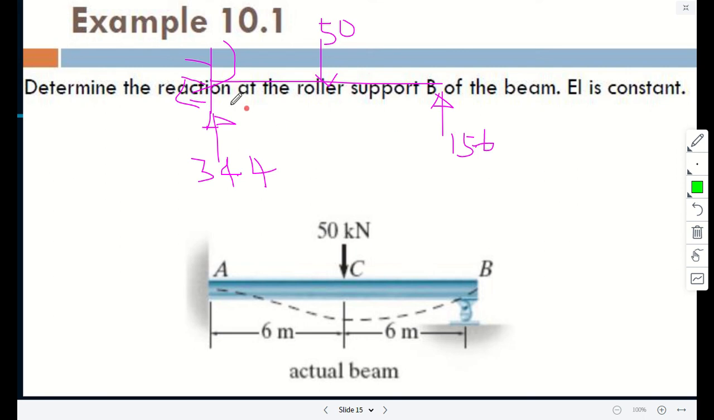This is 15 times 12. Which one is more? 15 times 12 minus 15.6 times 12 minus 50 times 6. Which one is more? 15 times 10 is 150. Yeah, so I think the moment is going up there. How much is it?